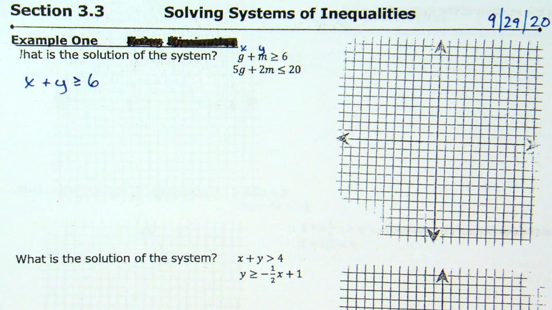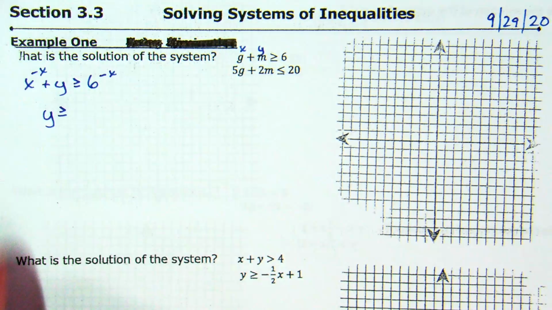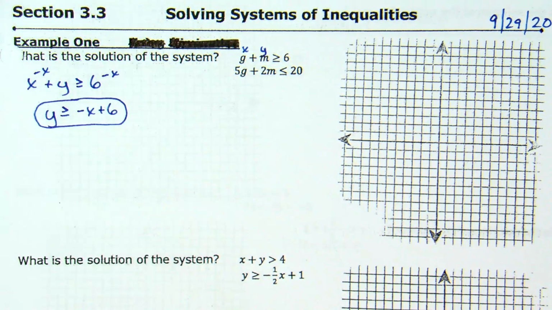You teach me. What do I have to do here? Subtract x. What's the point of subtracting x? Move it over. We want this to be what form? Y equals mx plus b. So if I'm trying to get y by itself, subtract the x. So now I have y greater than or equal to negative x plus 6, which is the preferred option here. And now we have that in our y equals mx plus b form, correct? So let's go graph it while we're here.